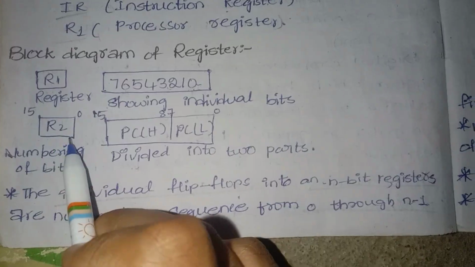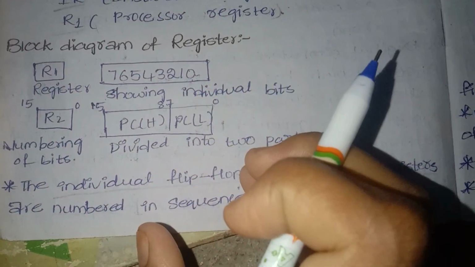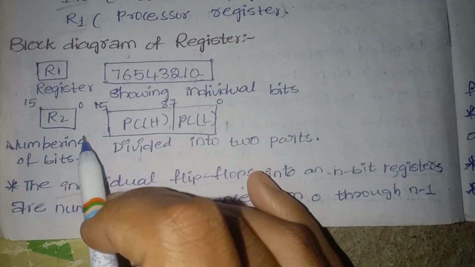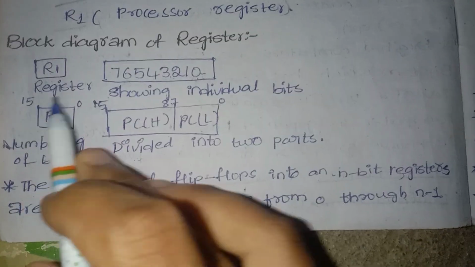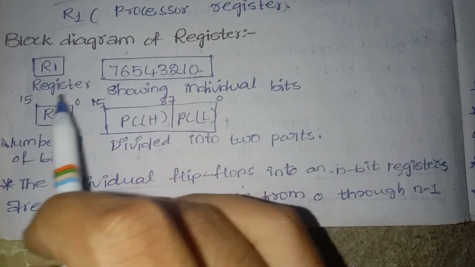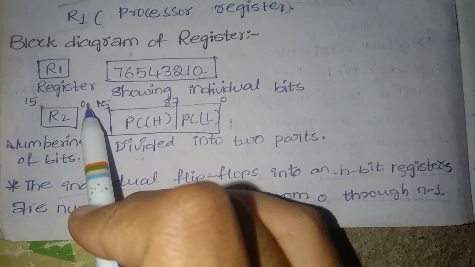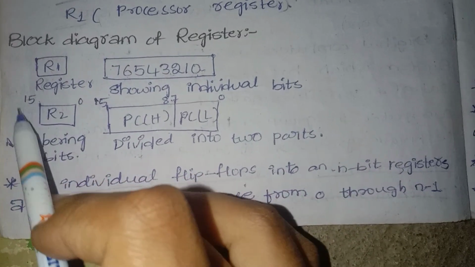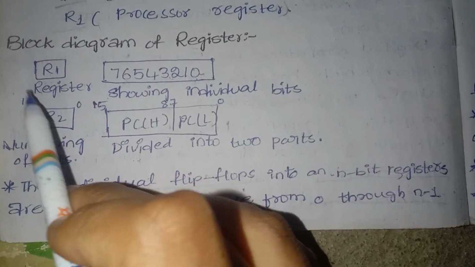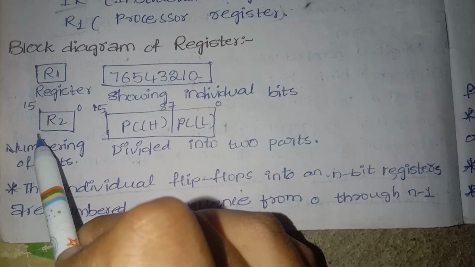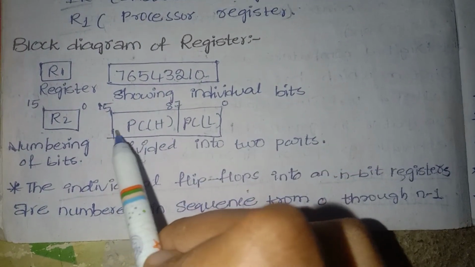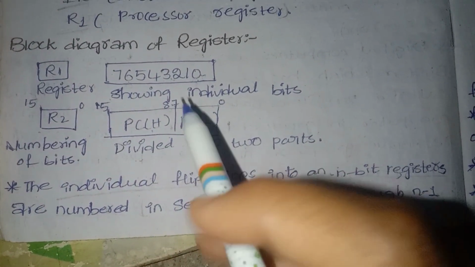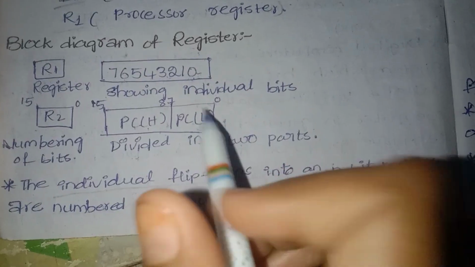Suppose we are storing 16 bits, we will represent it with 0 to 15. 0 is the starting element, 15 is the ending. 0 to 15, we are storing 16 bits. The last element is n-1, 16 minus 1 is 15. So this is the representation of registers. PC(H), PC(L).